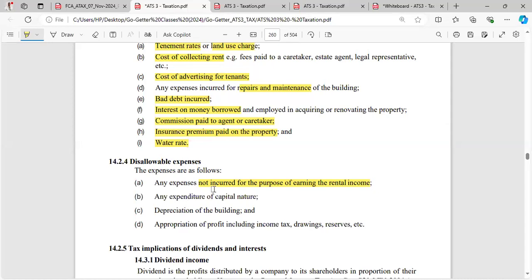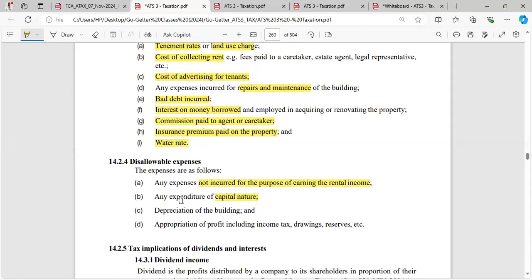Then the next one is expenditure of a capital nature. Now, this is different from repairs. Repairs is not of a capital nature. Maybe in some places something is falling, you put finishing touches. Painting is also seen as repairs. Maybe you patch some holes, you fix the plumbing system, you fix the kitchen. This is not of a capital nature.